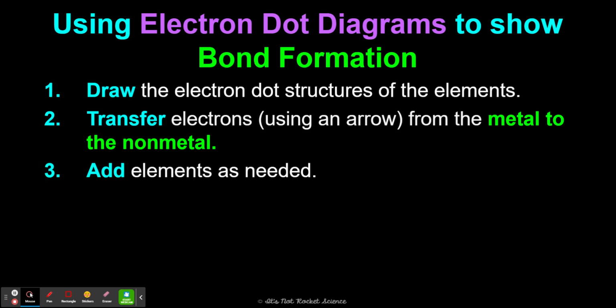So you're trying to get all the electrons off of the metal and fill up the energy levels of the nonmetals. And filling it up means eight around the nonmetal, right? Because of that octet rule.